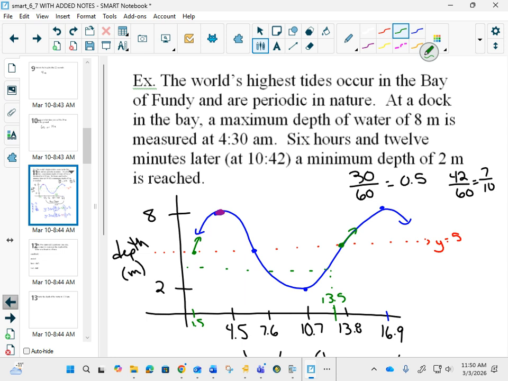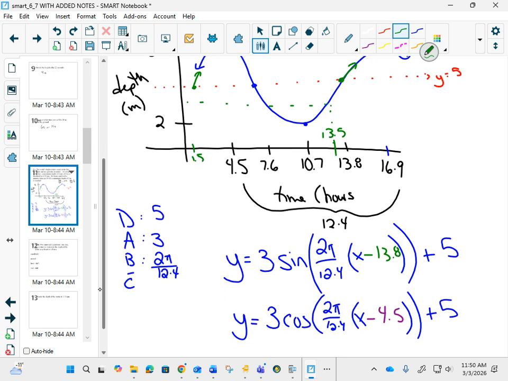What would you estimate? 3.5, 4, anything in there would be fine. Again, if you wanted to find it exact, then you need a graphing calculator or Desmos. I guess technically a scientific calculator, you could take either of these equations and replace the x with 13.5. Push enter and you will get the answer. Because that's what you're doing. You're replacing the x value with 13.5 and wanting to know what the depth is.